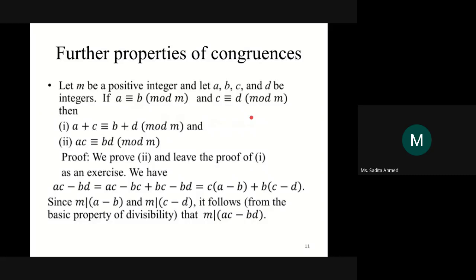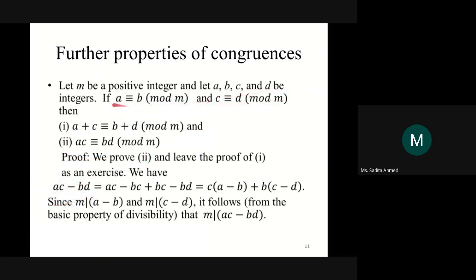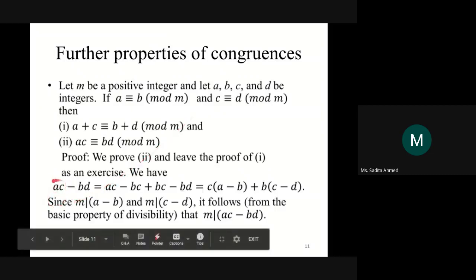Yeah, that's correct. Now, these two things we are allowed to assume. We have to get to the destination, which is proving that this is divisible by m. We have to get there using these assumptions. Okay. So, we have a minus b, we have c minus d. We know that a minus b and c minus d are divisible by m. How can we get from here to a minus b and c minus d?